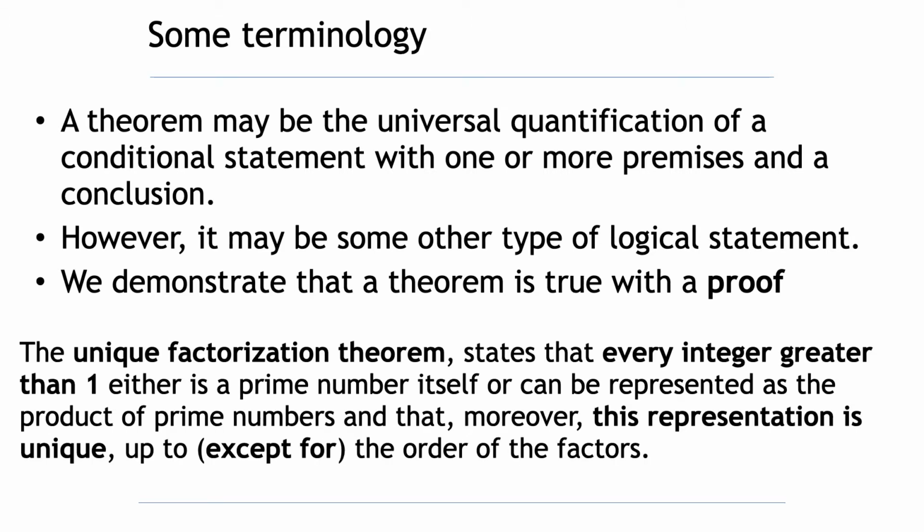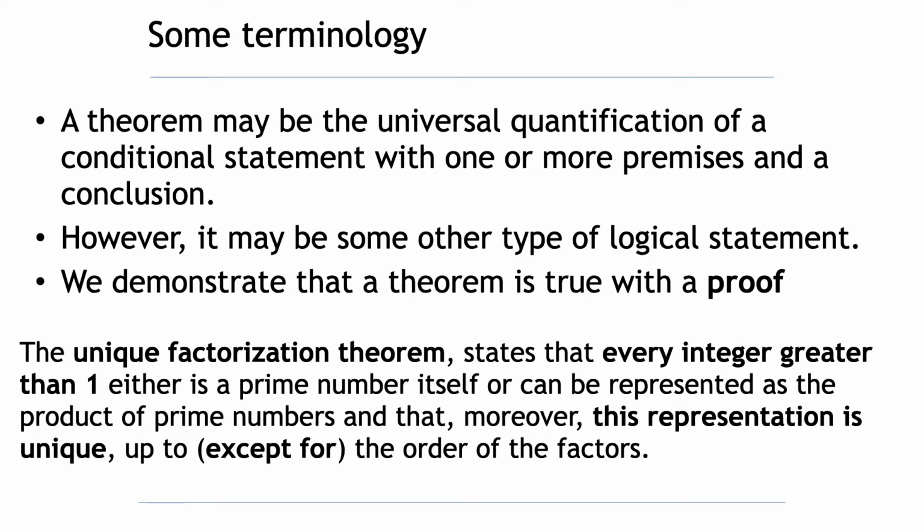A theorem may be the universal quantification of a conditional statement with one or more premises and a conclusion, as I mentioned before. So let's see this example of a theorem. The unique factorization theorem states that every integer greater than 1 either is a prime number itself or can be represented as a product of prime numbers, and that moreover, this representation is unique up to, or except for, the order of the factors.